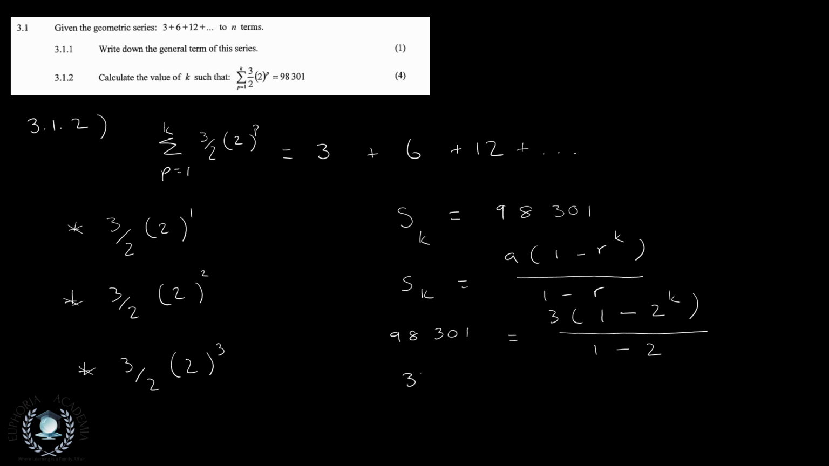Alright, cool. After doing some maths, we're going to end up with a result of 32,768, and that will be equal to 2 to the power of k. Now, to find k, we use our log rules, and we find that k is equal to log base 2 of 32,768. If you put that into your calculator, you will find that k is equal to 15.